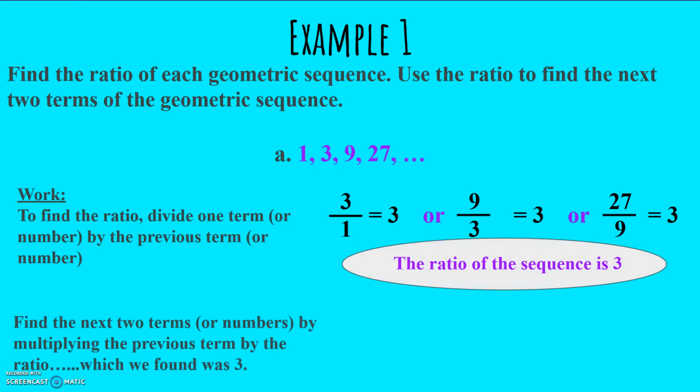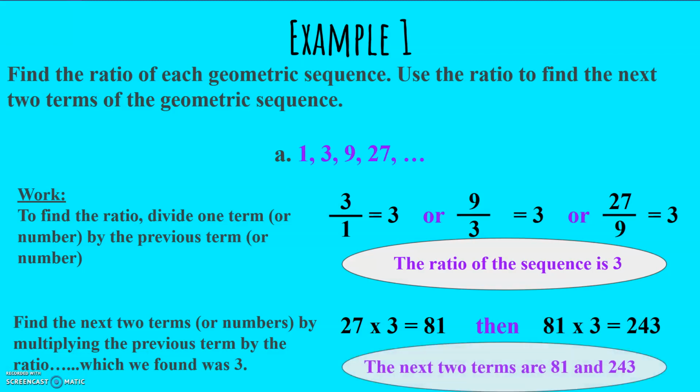To find the next two terms of the sequence, we multiply the previous term by the ratio, which we found out was 3. So our last term in our sequence is 27, so we're going to multiply that by 3. Our next term in the sequence is 81. Then we'll multiply 81 by 3, and we'll get 243. Those are our next two terms in this geometric sequence.